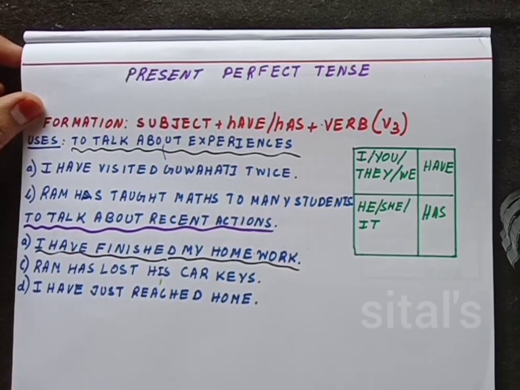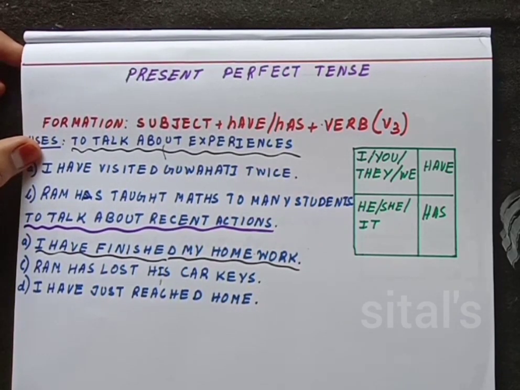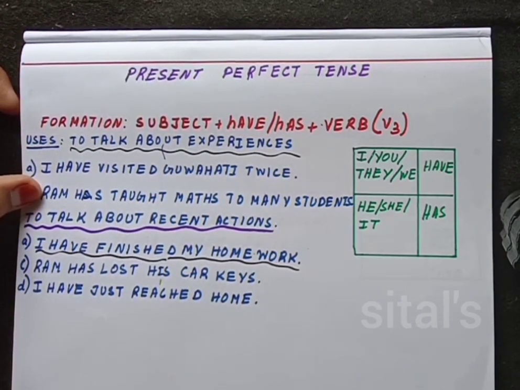Now, we use the present perfect tense to talk about experiences in our life. We are not talking about any action or the time of action, but we are talking about experience. So when we talk about experience in our life, we use the present perfect tense. For example, I have visited Guwahati twice. So in my lifetime, till date, I have the experience of visiting Guwahati twice. In order to talk about my experience of visiting Guwahati, I use the present perfect tense. I have visited Guwahati twice. Ram has taught maths to many students.